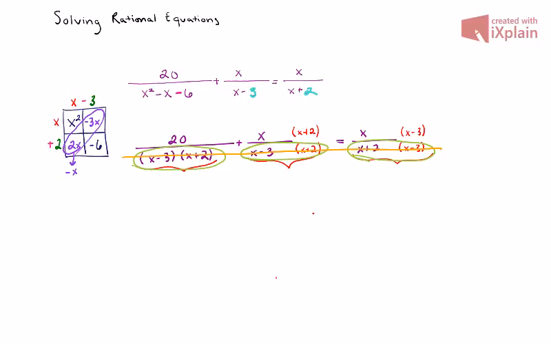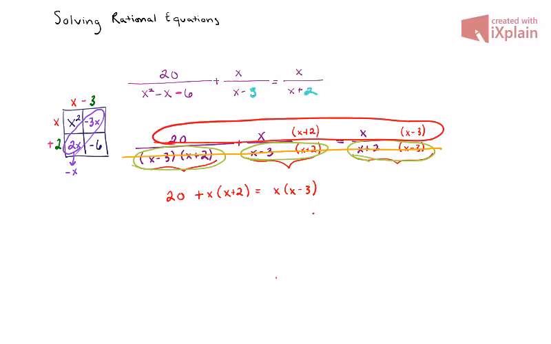So in this case, we're going to have 20 plus x times x plus 2 is equal to x times x minus 3. So what I want you to note here is that I rewrote what I have in my numerator. Okay.